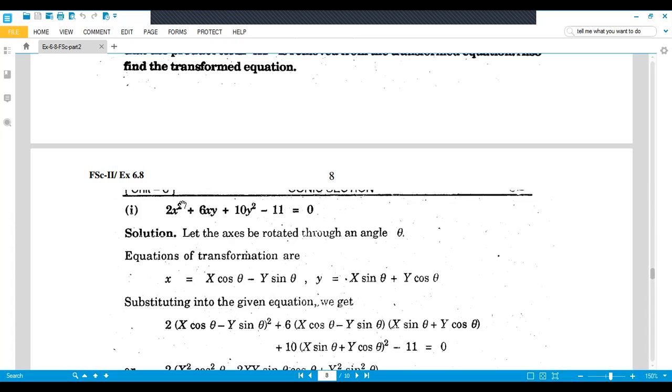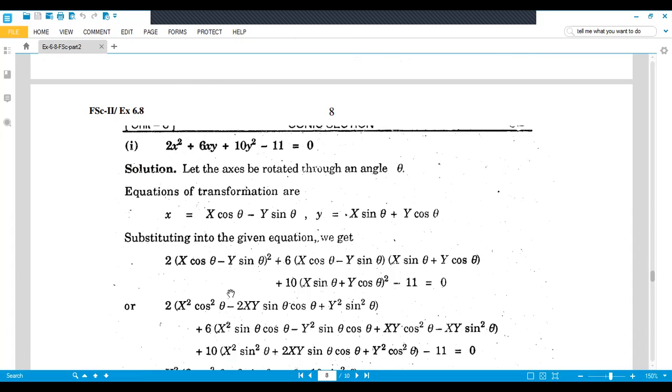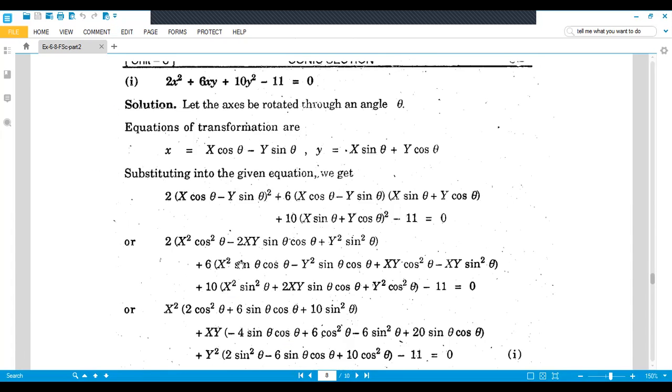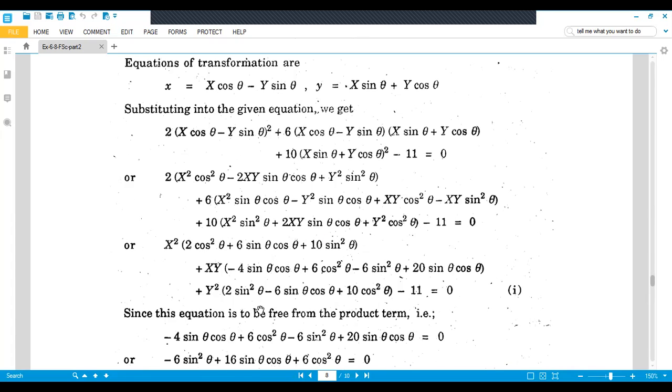So we put these values in the original equation which is given. In place of x we put x cos theta minus y sine theta. In place of y we put this value. So when we simplify it, first we open it with the square formula, and then these two brackets we multiply, and here again we apply the square formula, and then x square we take common, and then xy we take common, and then y square we take common.